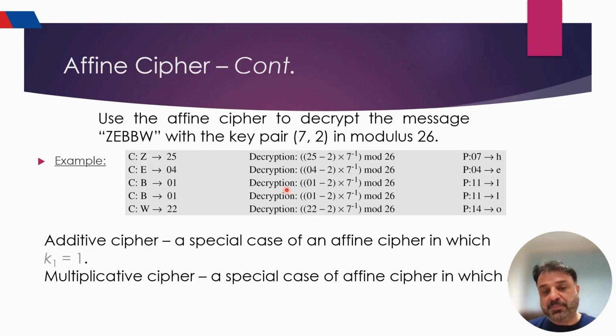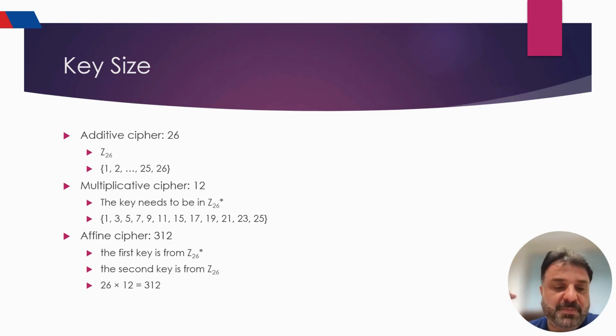So this is the affine cipher example, you can use it. As for Kerckhoffs' principle, we talk about this. The key size is very important, because the encryption security is based on the keys. If the key size is large, it's more secure than if the key size is very simple.